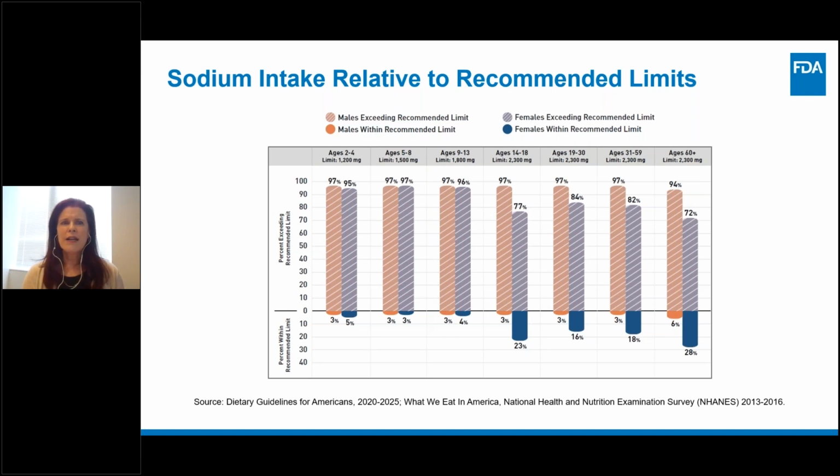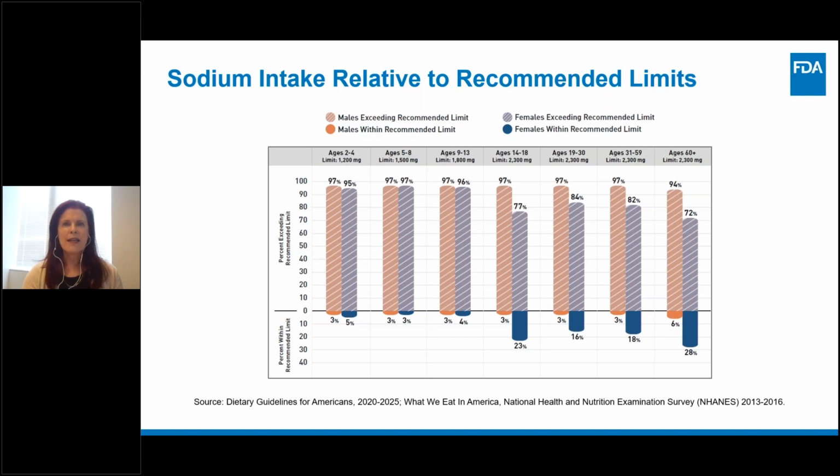And so this chart was developed from the most recent Dietary Guidelines for Americans, and it shows population by age and sex, and everybody above 0, which is about 2/3 of the way down the chart, that's in the hashed orange and blue, that's the percentage of the population exceeding recommended daily limits for sodium.